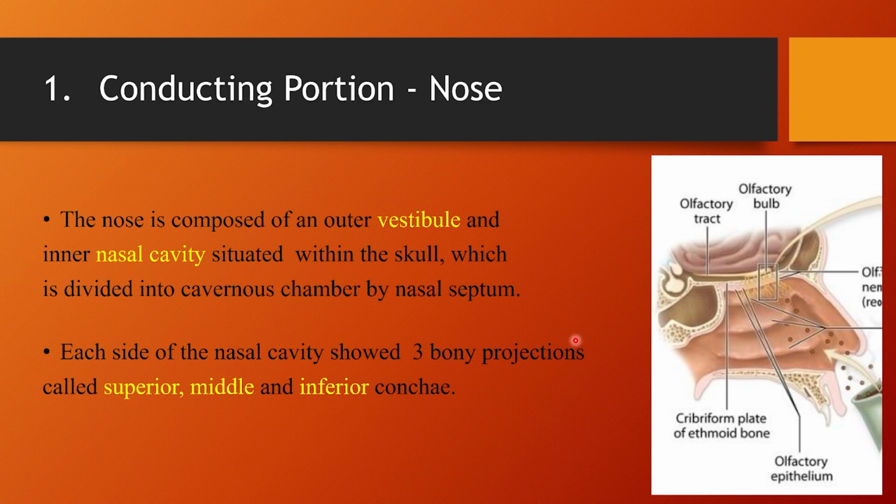Let's talk about the nose. It is composed of an outer vestibule, which are the holes on the nose that you inhale the oxygen with, and an inner nasal cavity situated within the skull, which is divided into chambers by the nasal septum. We talked about this in a previous video. Each side of the nasal cavity shows three projections: the superior concha, which has the superior meatus, the middle concha, which has the middle meatus, and the inferior concha, which has the inferior meatus.